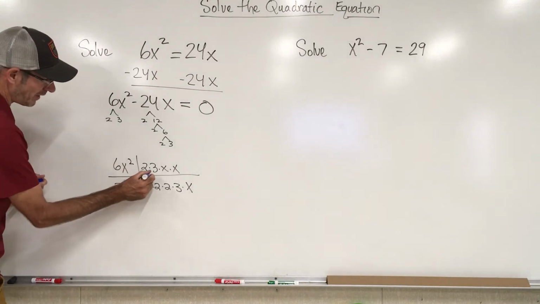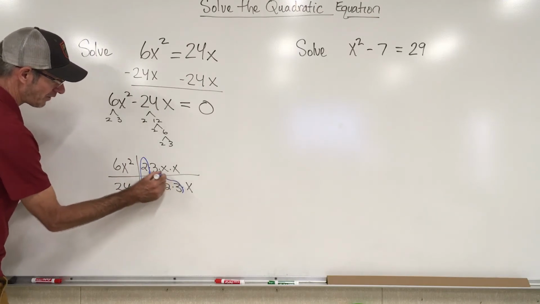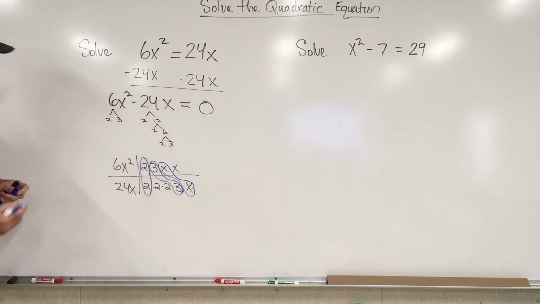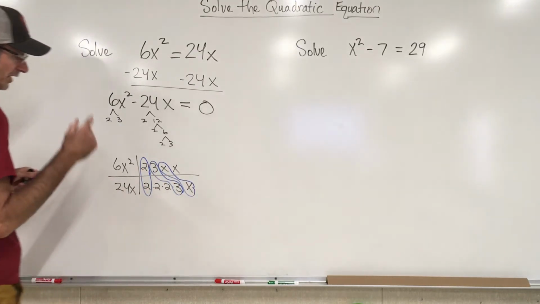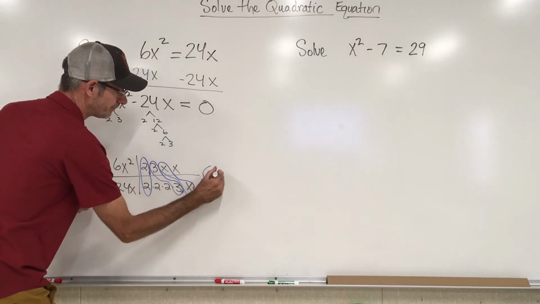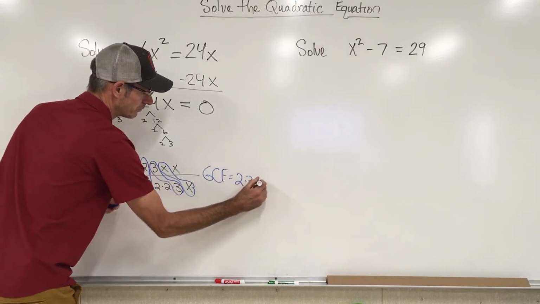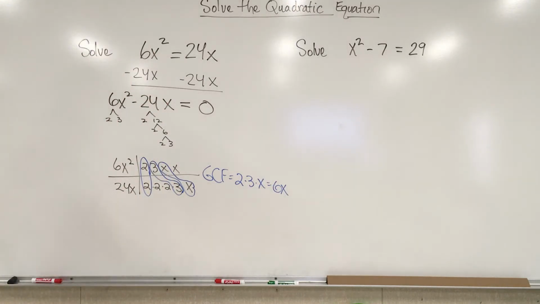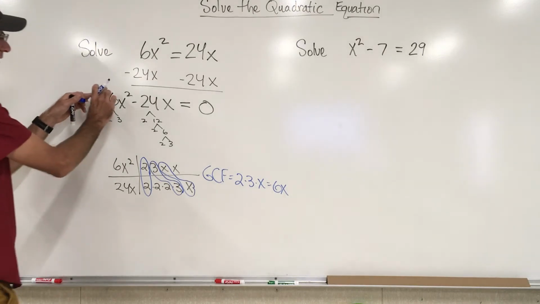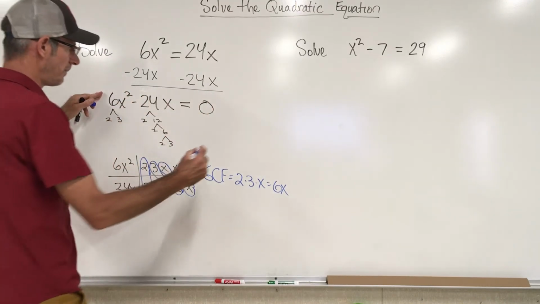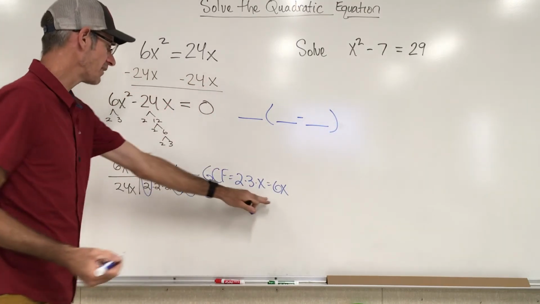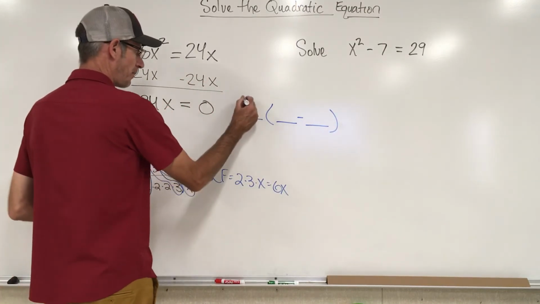And I can see that they have a 2 in common, they have a 3 in common, and they have an x in common. So my greatest common factor is 2 times 3 times x. So my greatest common factor is 6x. So now I'm going to use the reverse distributive property to change this equation into factored form. So it's going to look like this. And my greatest common factor is 6x. So I'm going to put that there.